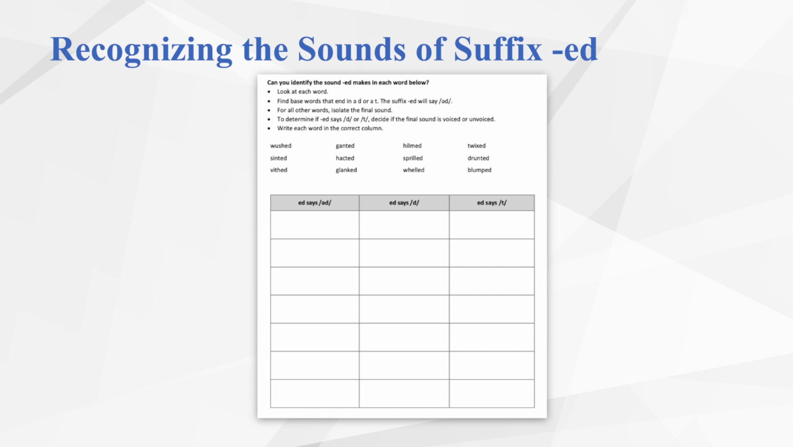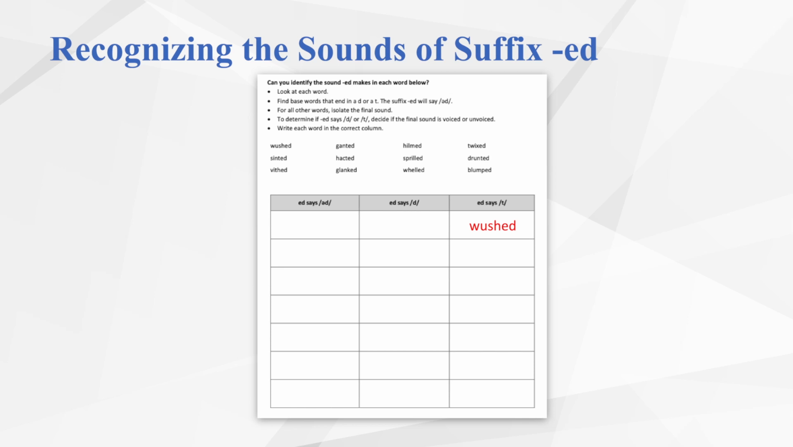I may feel that naturally it's easier for me to say wusht. That comes out easier, and that might be a safe bet, so I'm ready to move on. If I'm not sure, I'm going to isolate the ending sound sh. So sh is unvoiced. That means ed will say t, which is also unvoiced, so I'm going to put it in the right column. Let's go down the left column and do the next one together.